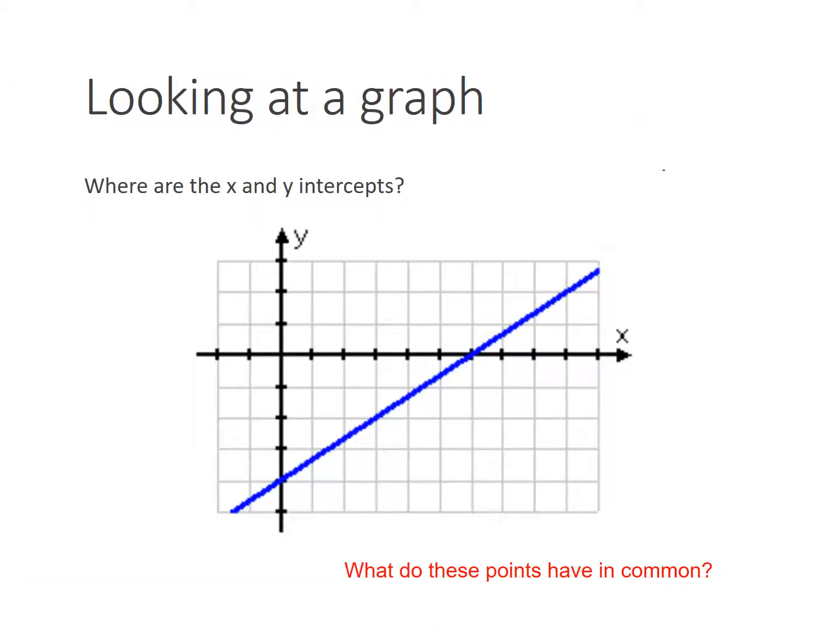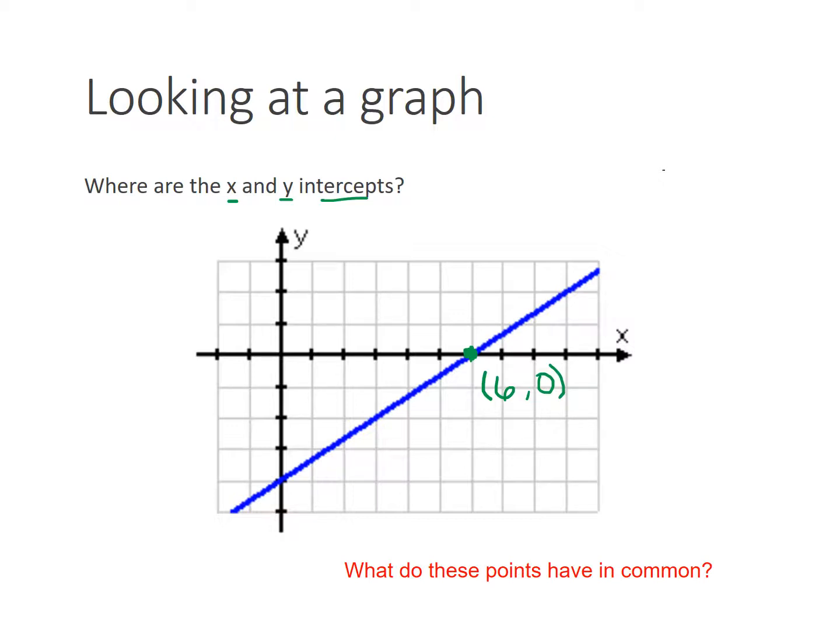Before we get there though, let's look at the graph below. What are the x and y intercepts? So again, remembering x and y intercepts, that's where your line passes through those axes. So my x-intercept, where this blue line passes through my x-axis, would be right here. Now if I were to label that as a point, I'm going 1, 2, 3, 4, 5, 6 to the right, so that'd be at 6, and my y value there is 0. Okay, that's the x-intercept.